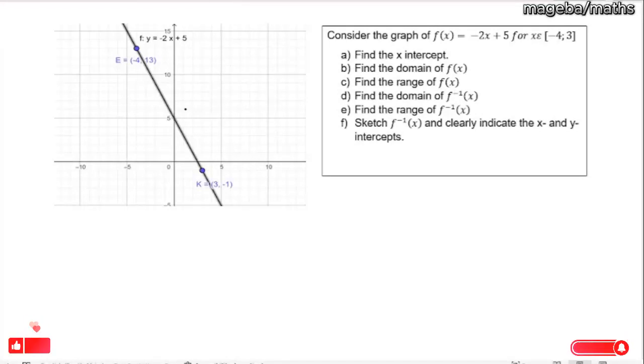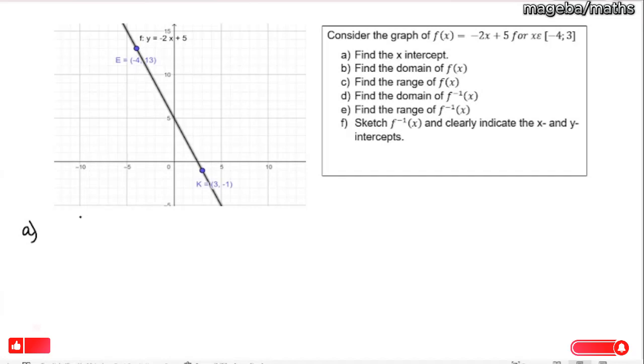Good people, today we'll be doing this function, which is a straight line function. But the very important thing about this function is that it contains some inverses. So the first question we need to do is finding the x-intercept. The x-intercept is probably work from grade 10 of the straight line, and also in grade 9 that work has been done.